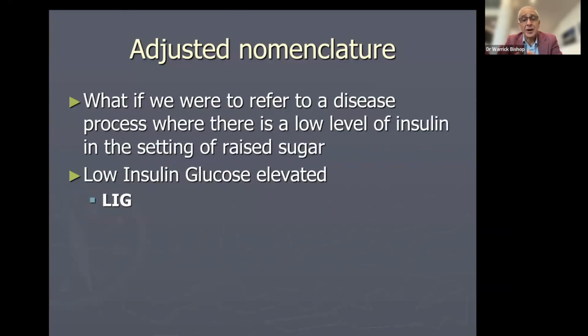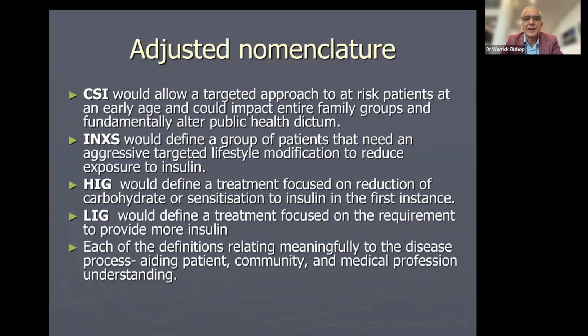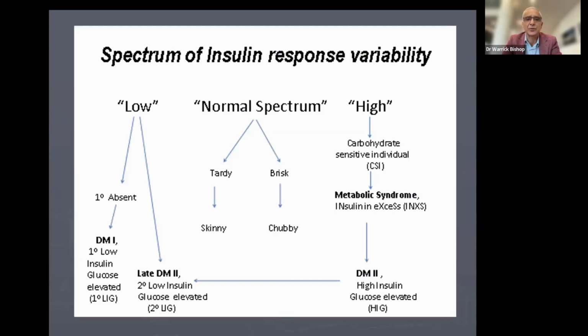Now we know that type 2 diabetics after time can burn out when they're not producing enough insulin, and at that stage they become low insulin, glucose elevated. Thinking about the nomenclature in this way really allows us to conceptualize it in a different way and target slightly differently, not thinking about sugar and managing sugar, but thinking about managing insulin and insulin response.